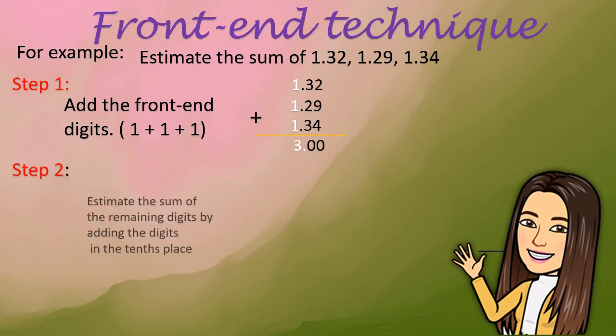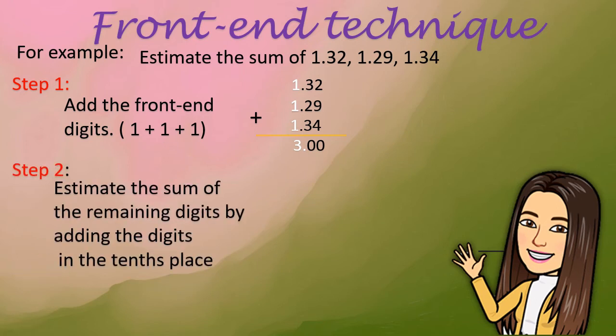Step 2. Estimate the sum of the remaining digits by adding the digits in the tenths place, or the next digit. We have 32 hundredths, the rounded number will become 30 hundredths or 3 tenths. 29 hundredths will be 20 hundredths or 2 tenths. Then 34 hundredths will be 30 hundredths or 3 tenths. Then let's add. You have 3 plus 2 plus 3 is 8.